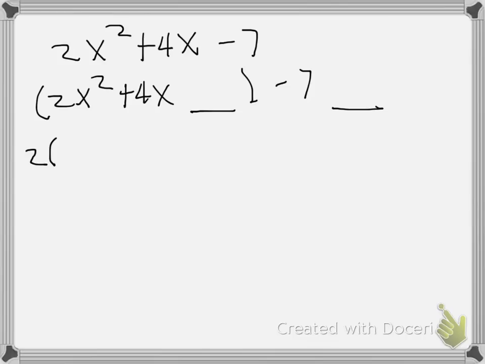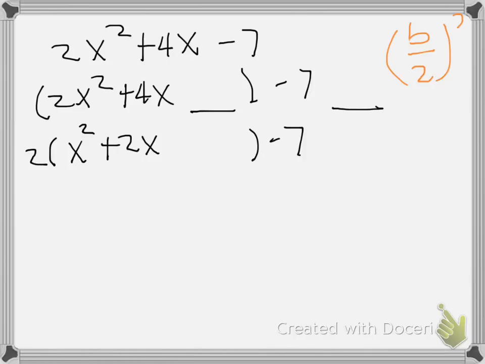So let's take out a 2 from each term. 2x squared divided by 2 leaves you with x squared, and 4x divided by 2 leaves you with a positive 2x. That way we've simplified our equation a little bit more, so we're not dealing with such large numbers. Now we need to find our manipulation number. In order to find it, remember we do b divided by 2 squared. So b is 2, divided by 2 is 1, and 1 squared is 1. So we know that our manipulation number is just 1.